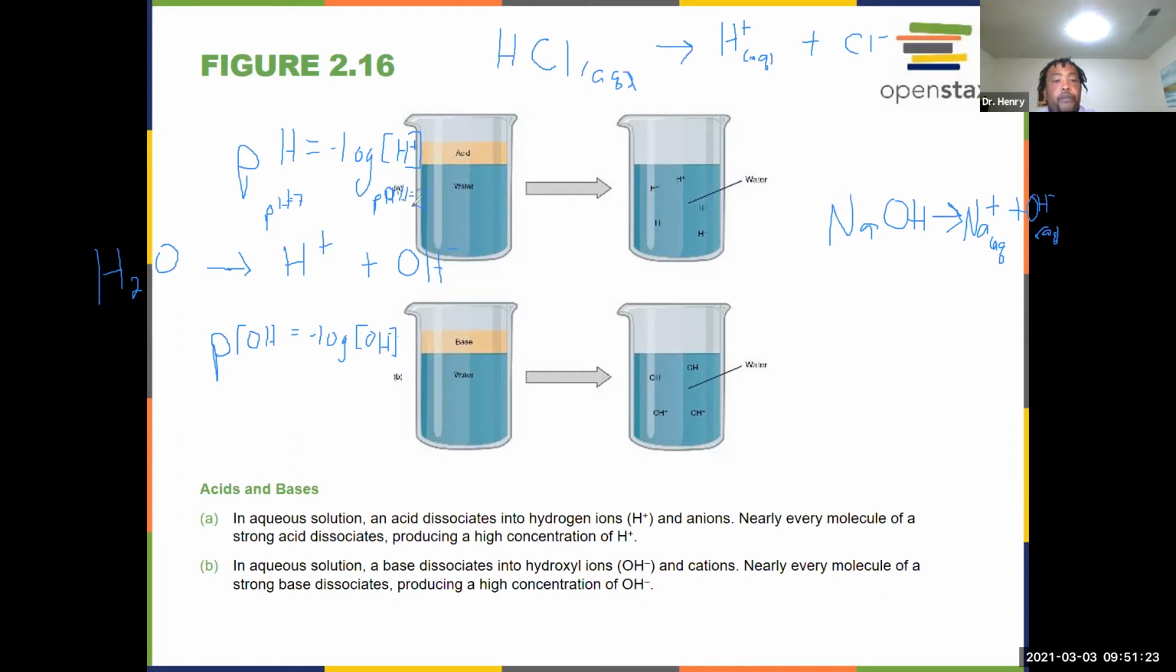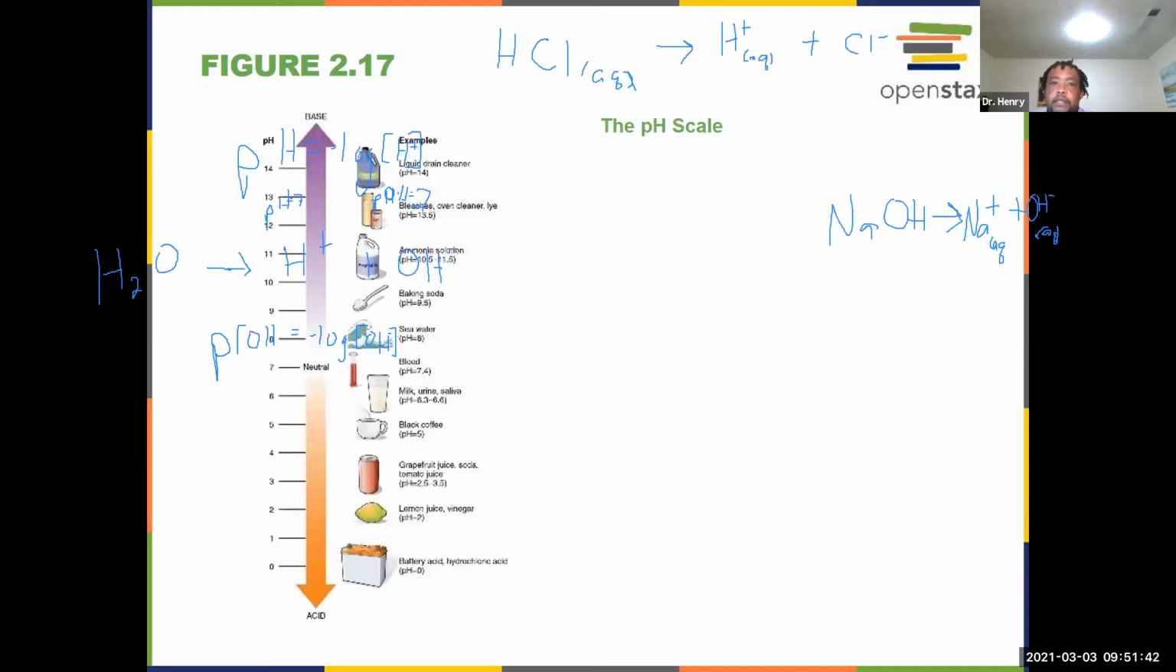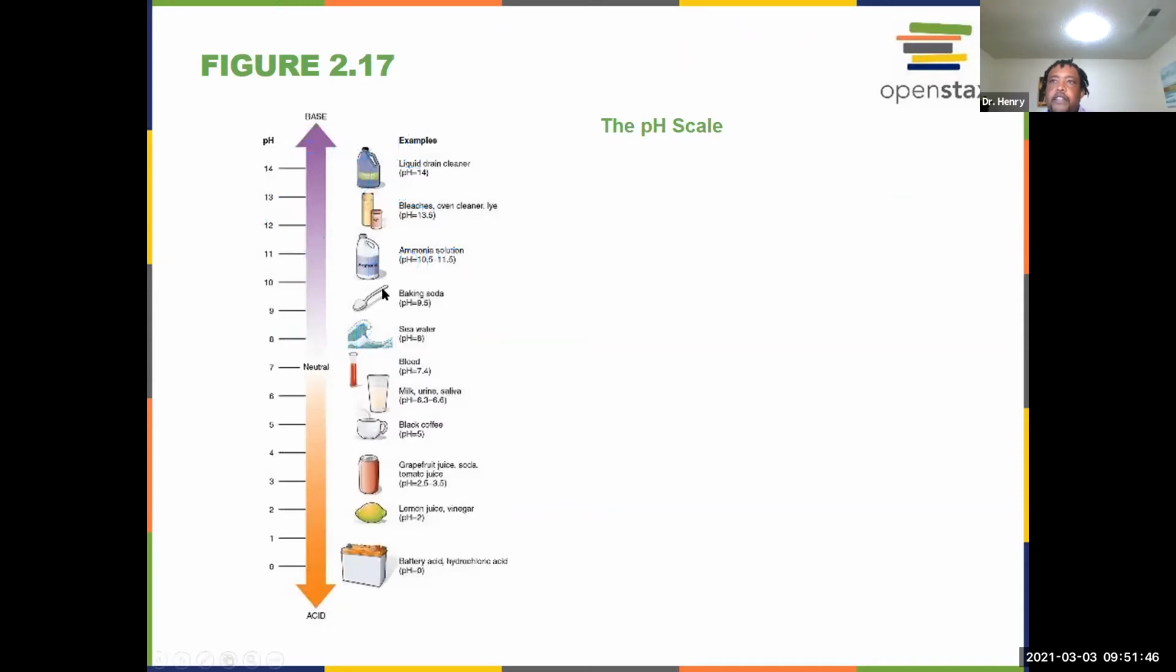Okay, so if something is more basic, then your pH is going to be higher, greater than 7. And if it's more acidic, it's going to be lower than 7. I'll show you a slide. It's not the prettiest slide.